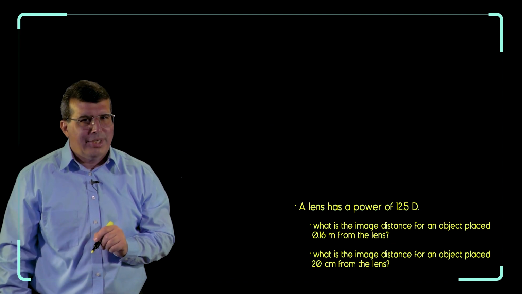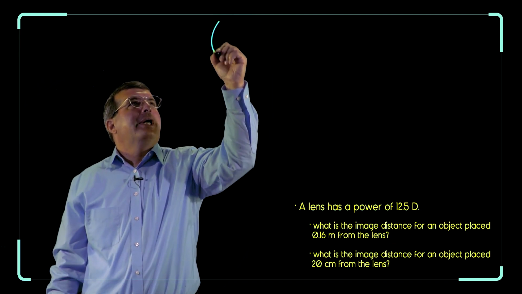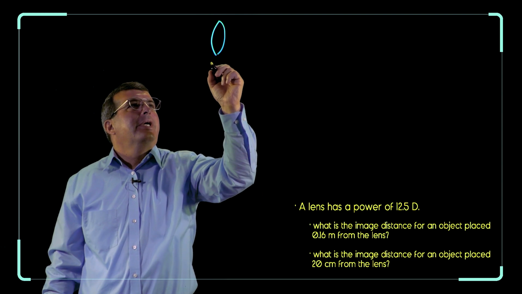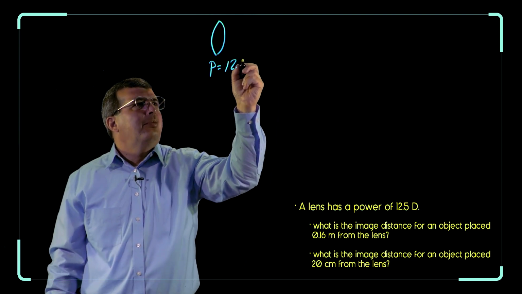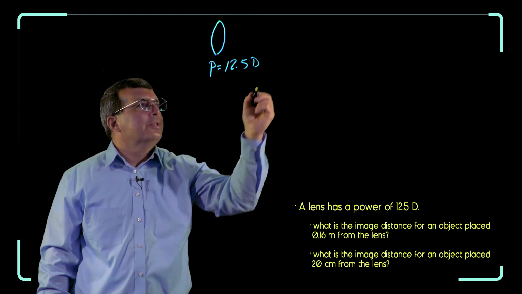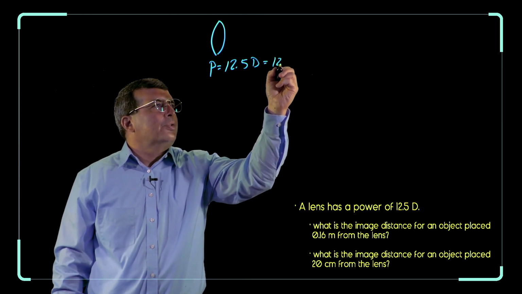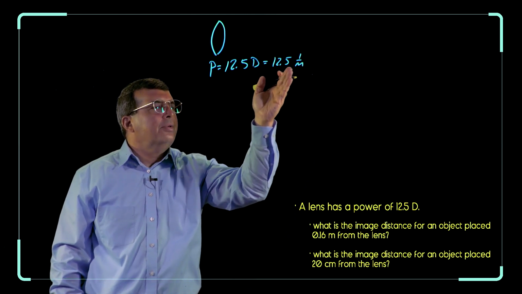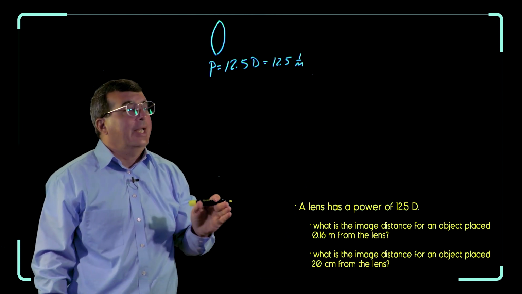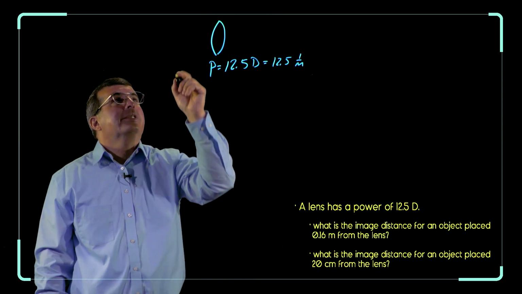Okay, let's draw our diagram. Here I have my lens. The power of my lens is 12.5 diopters, and that is also 12.5 inverse meters. A diopter is an inverse meter, and that's going to be important in our calculations.